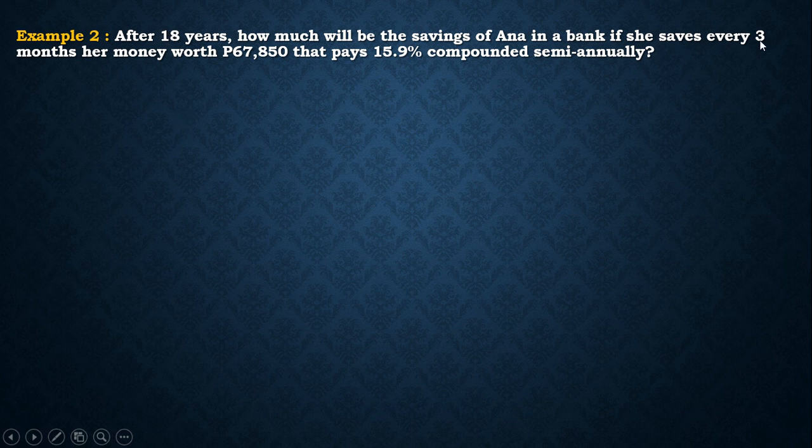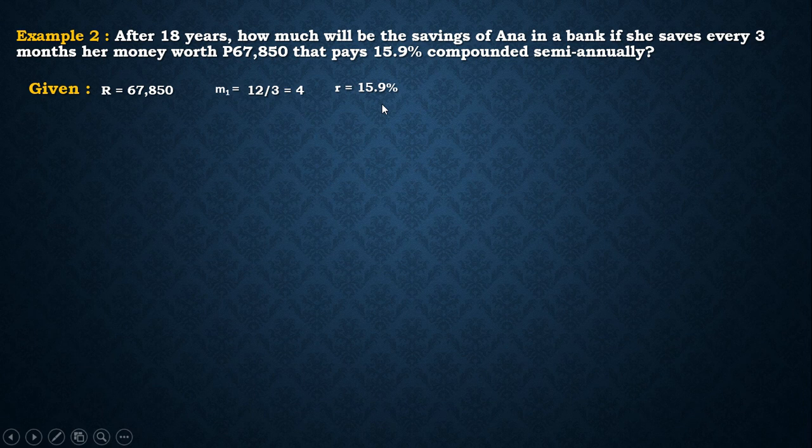So ang ating payment interval ay every 3 months. Pero ang ating interest compounding period ay semi-annually. So 3 months, pero semi-annually, that is general annuity. Magkaiba po sila. Given, ang ating regular payment ay 67,850. Ito po siya. And then M sub 1, we have to divide 12. So 12 months, lagi po natin i-divide 12 months divided by 3, that is equal to 4.